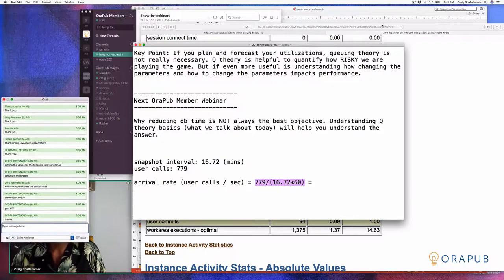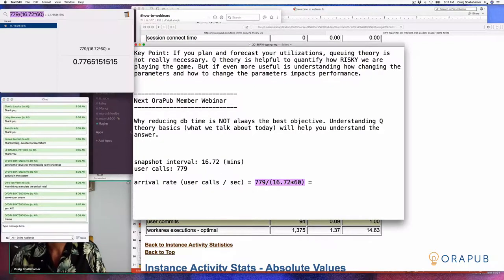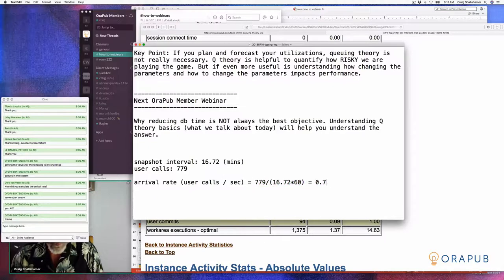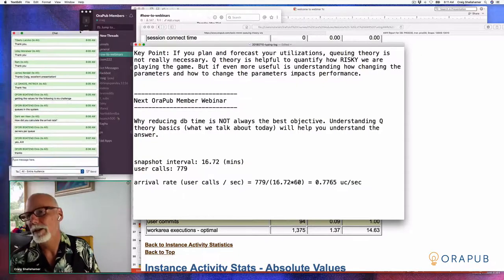This guy right here. Here we go. That is 0.7765. And that's going to be user calls. I'll put user calls per second like that. So that's how I would actually get the arrival rate right there.